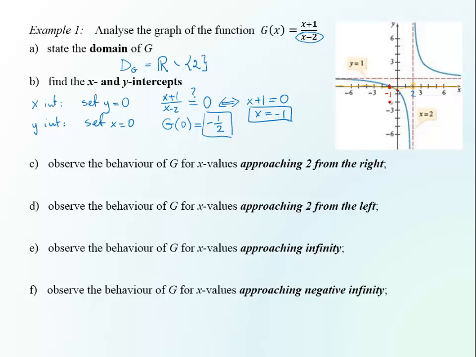Yes, indeed. Now let's observe the behavior of our function g, for x values approaching 2 from the right. So 2 is our point out of the domain, but we're interested in what's going on with the values of the function when x is closer and closer to 2, but from the right-hand side.